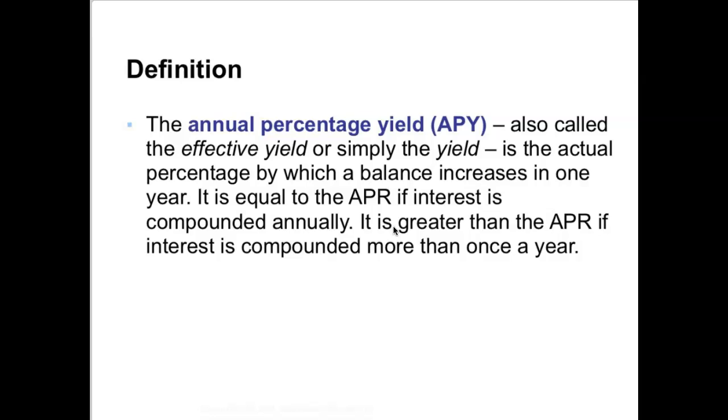Okay. So new definition, APY, annual percentage yield or effective yield or simple yield is the percentage by which a balance increases in 1 year. And then this next part is really important for you to understand. It is equal to the APR only if interest is compounded once per year. If it's compounded annually, the annual percentage yield will be the exact same as the APR. If interest is compounded more than once a year, it will be larger. It will be larger than your APR.